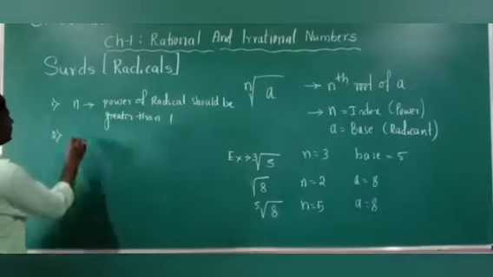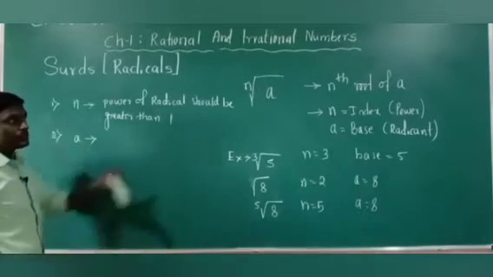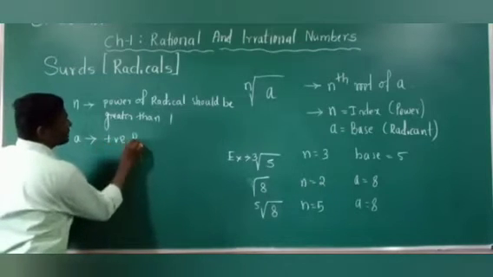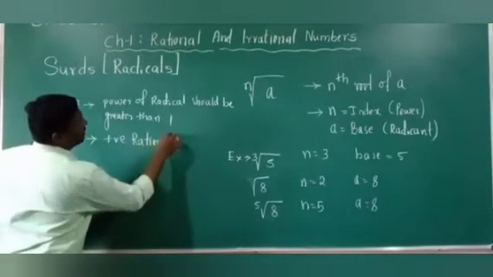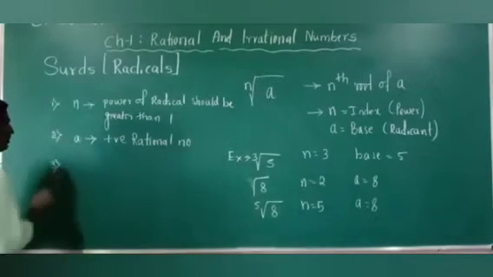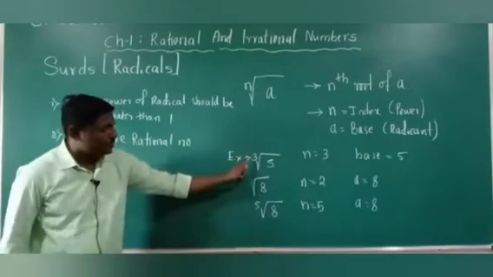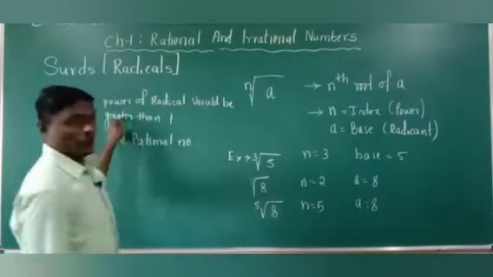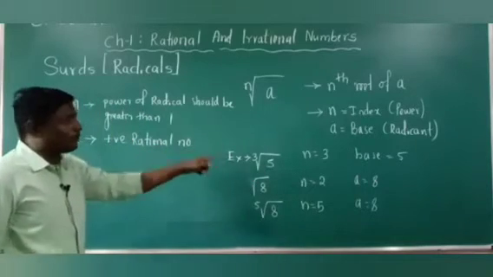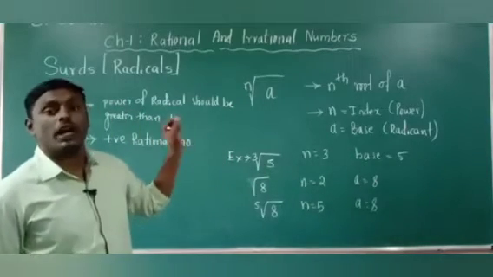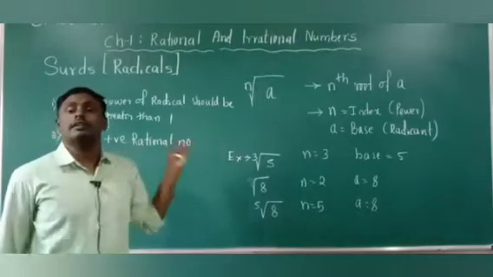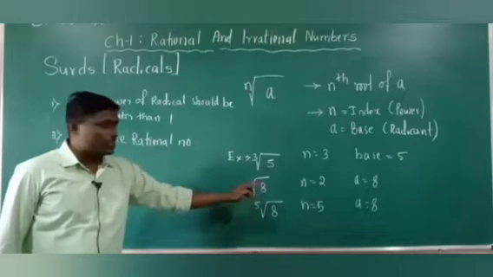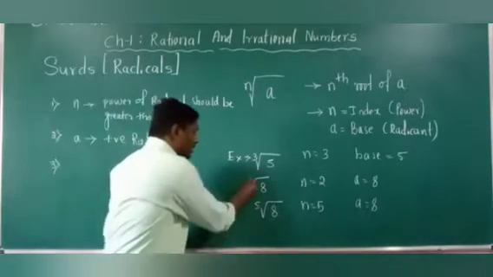Second one, a means the base. The base must and should be a positive rational number. Here we have some examples. 3 is the power of the radical, which is greater than 1, and 5 is a purely positive rational number. If you consider negative rational numbers, they are not considered radicals. Next, 8 is a positive rational number and the power of the radical is 2.